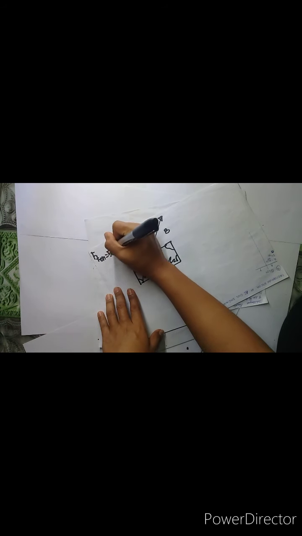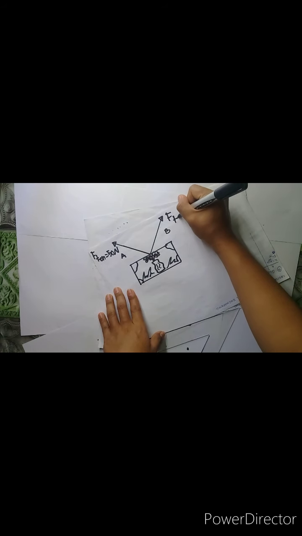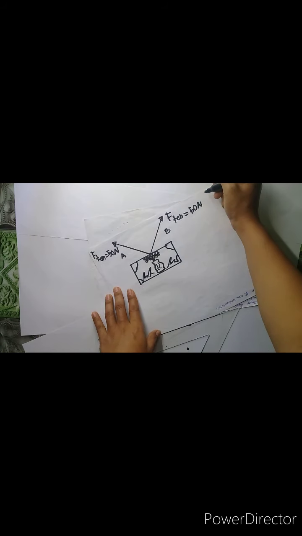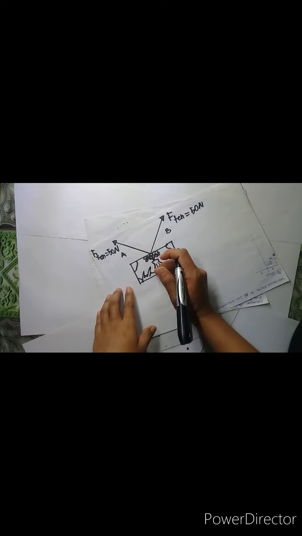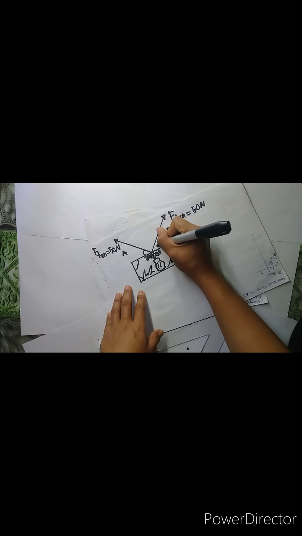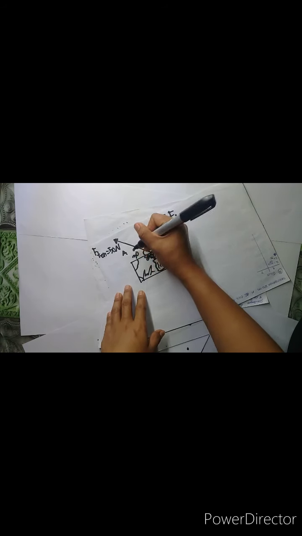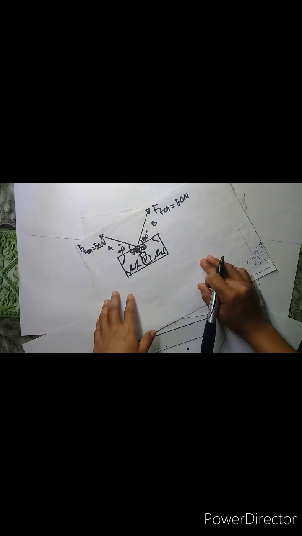Equals 50 Newton. Same lang din dito. 50 Newton. And the angle each cable makes with the horizontal is known to be 30 degrees. 30 degrees yung angle natin. And ang question is, what is the weight of the sign?